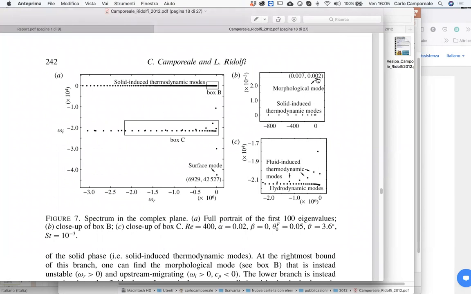Omega r is 0.002. Instead, you see that the axis is times 10 to the 6. So there is a very different separation in the growth rate. That means different time scales, of course, because the time scale is the reciprocal of the growth rate. So the morphological one is completely different in the time scale.